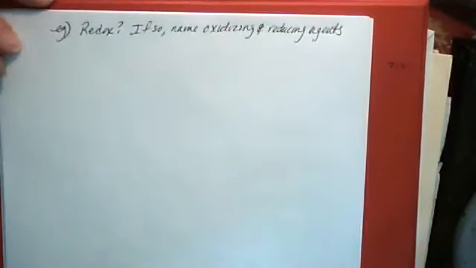Okay, so in the following examples, first of all, we want to determine whether the reaction is redox or not. And if it is redox, name the oxidizing and reducing agents.